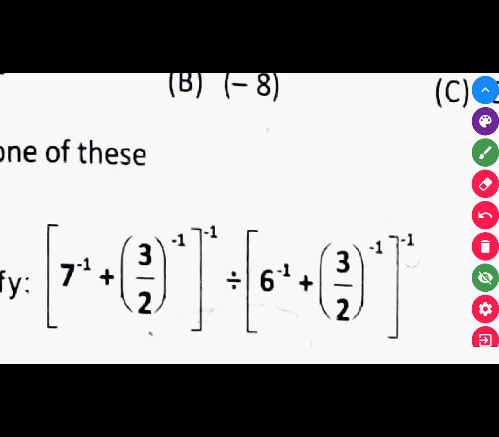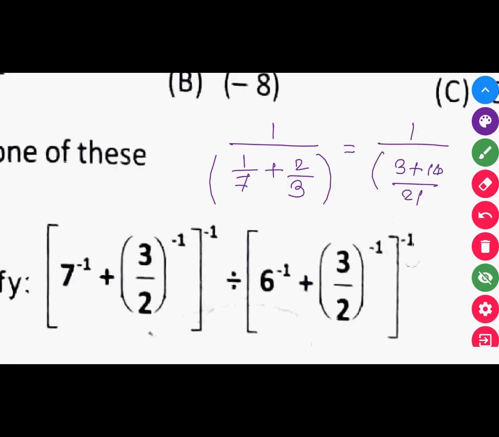So our problem looks like 1 upon (1/7 + 2/3). So it becomes 1 upon (3 + 14)/21, that is 1 upon 17 upon 21. So 21 upon 17. So the numerator becomes 21 upon 17.